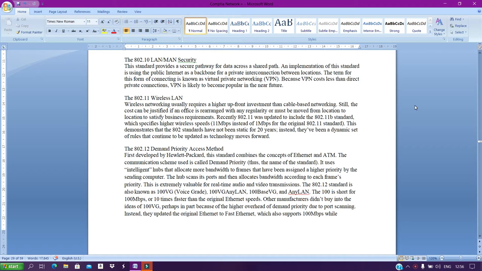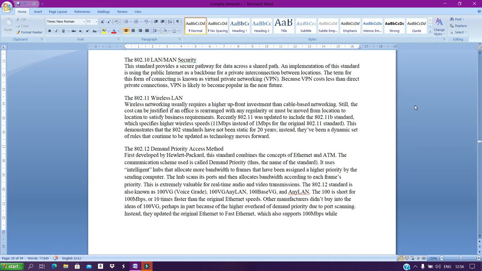The 802.11 wireless LAN. Wireless networking usually requires a higher upfront investment than cable-based networking. Still, the cost can be justified in an office if an office is rearranged with any regularity or must be moved from one location to satisfy business requirements.